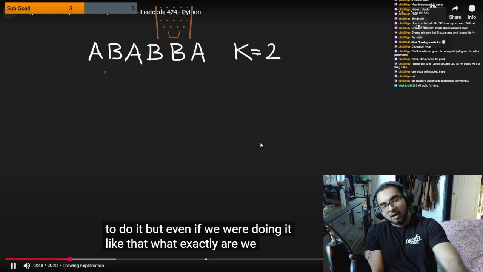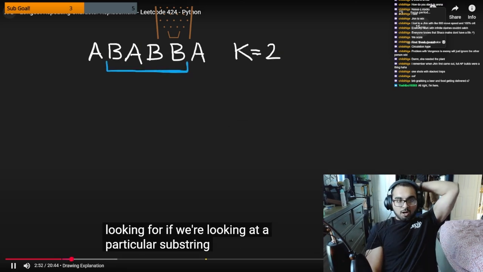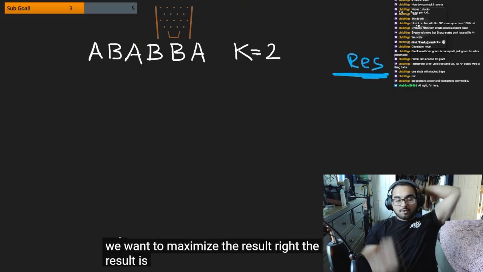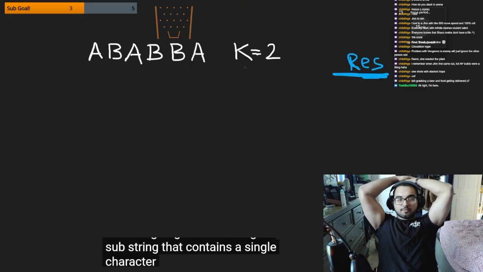But even if we were doing it like that, what exactly are we looking for? If we're looking at a particular substring, how do we know if this substring is valid? Because remember, at the end of the day, we want to maximize the result, right? The result is going to be the longest substring that contains a single character, and we can make 2 replacements.